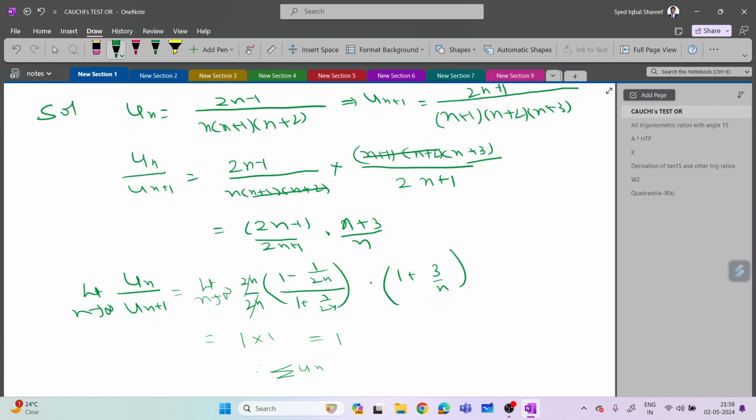Answer is 1 means summation un is L equal to 1. Test fails. So therefore test fails. D'Alembert test fails for this problem. We can't apply D'Alembert test. If you can't apply D'Alembert test, in the exam, if it comes, you can't just write test fails. You have to solve. If test fails, then you have to apply Rabi test. I will make another video for Rabi test. I will not discuss anything about the Rabi here. So we will discuss Rabi test in another video.